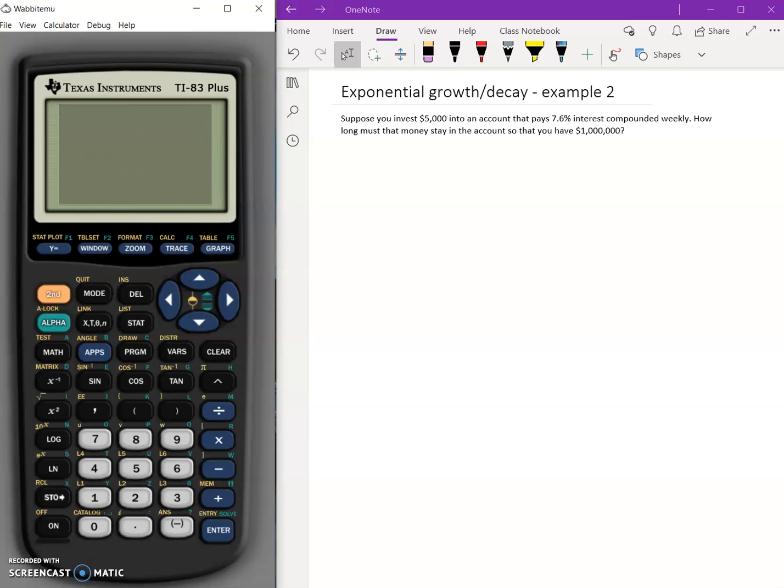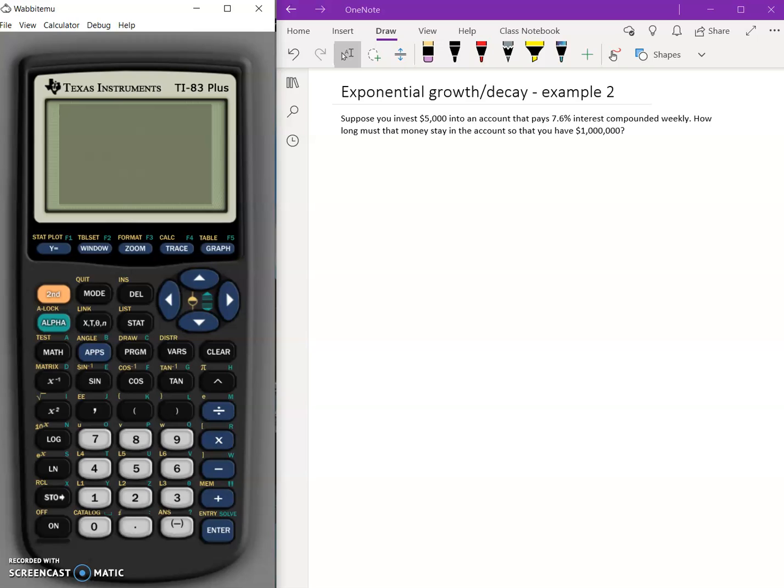Okay, so let's take a look at another example. Suppose you invest $5,000 into an account that pays 7.6% interest compounded weekly. How long must that money stay in the account so that you have $1 million? Okay, so this is a situation where we now want to revisit compound interest.